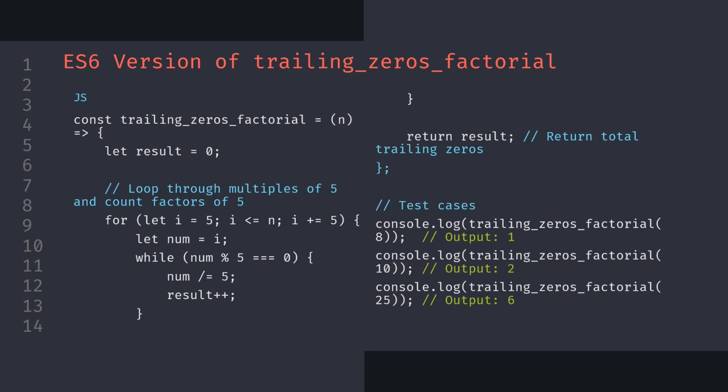The ES6 version uses arrow functions and block-scoped let variables for cleaner syntax and better readability. The logic remains identical to the ES5 implementation, ensuring consistent results.